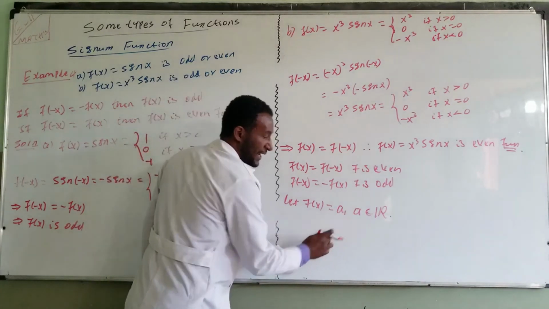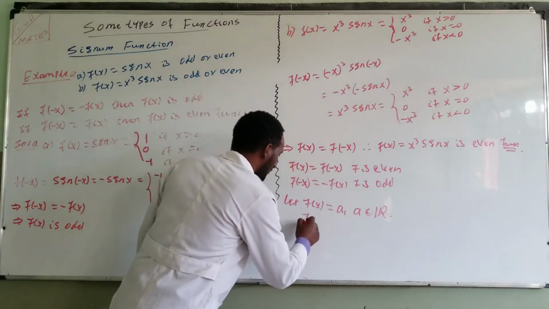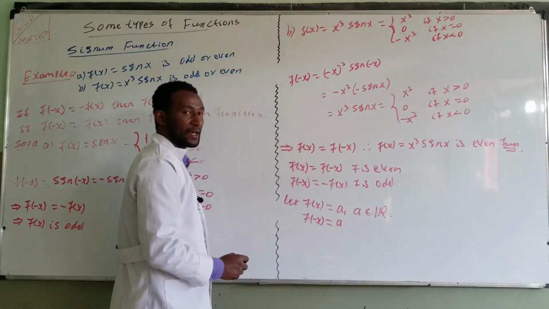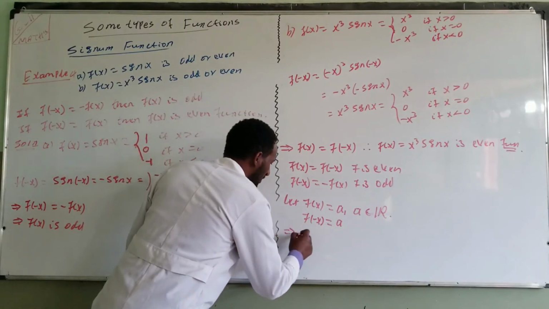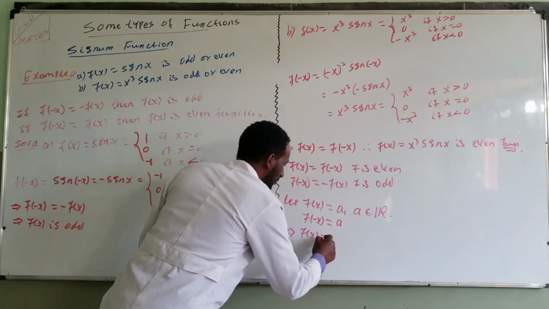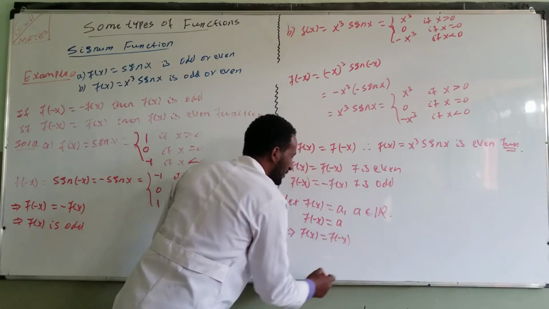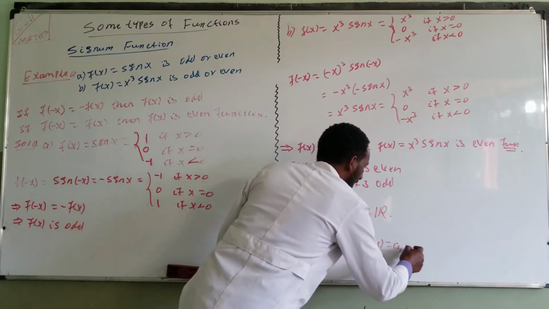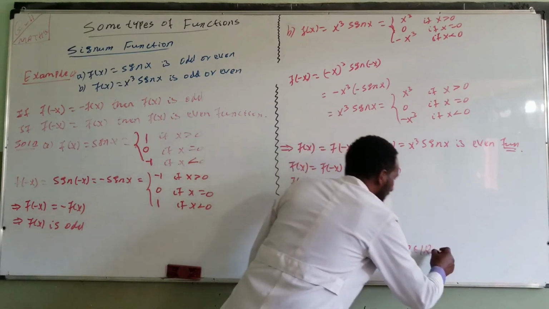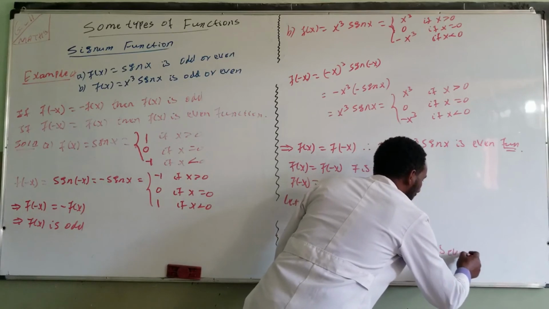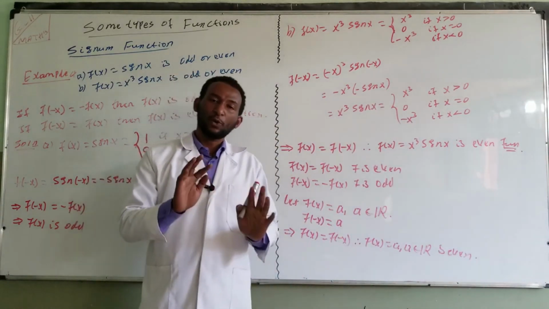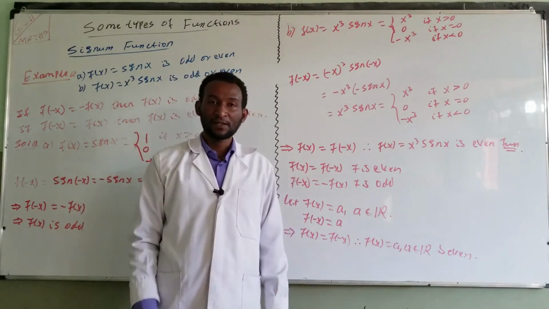When a is any real number, f of negative x also is equal to a. Therefore, this implies that f of x is equal to f of negative x. Therefore, f of x is equal to a, where a is an element of all real numbers, is even. Generally, we conclude that any constant function is an even function.